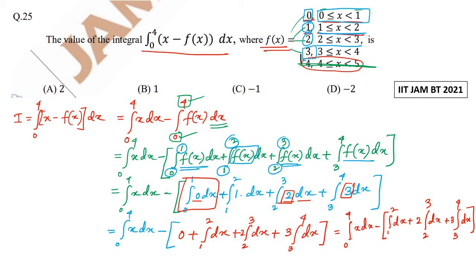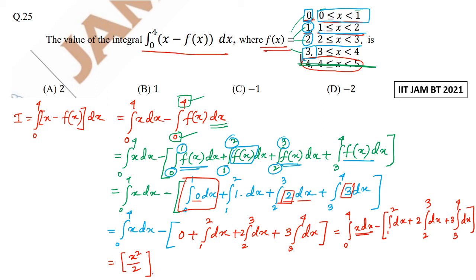Now the value of integration x dx is x square by 2. Integration of x dx is x square by 2. So it is equal, let me write here, x square by 2. I hope you know how to integrate it. If you don't know, you can tell me in the comment section.